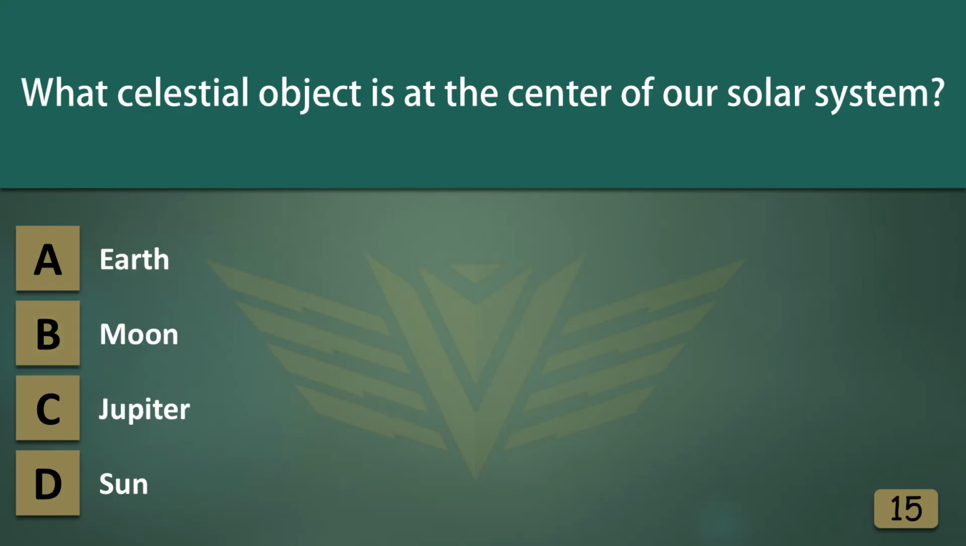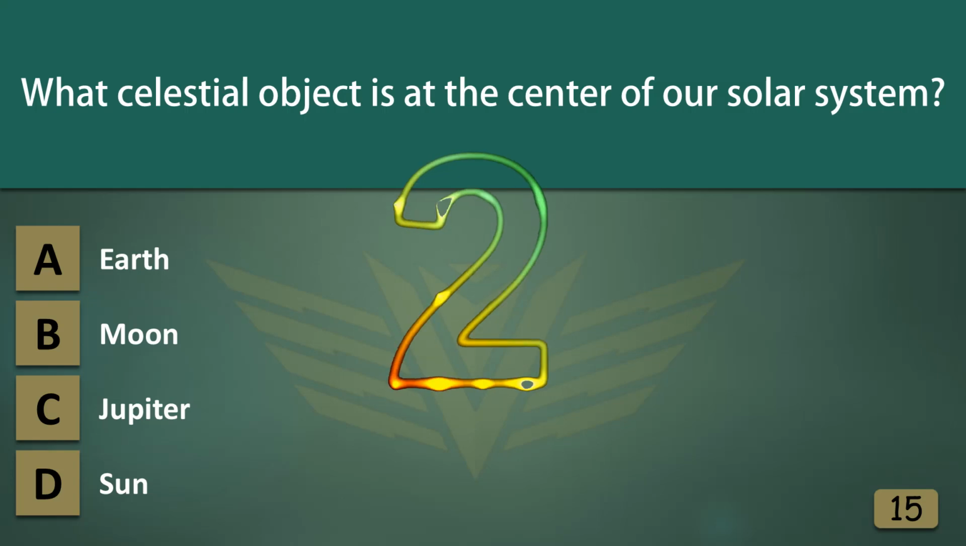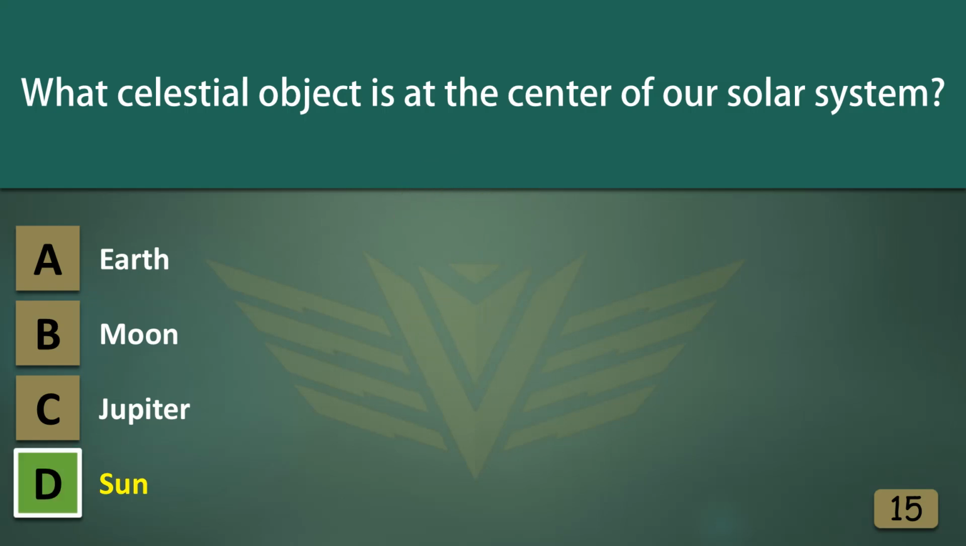What celestial object is at the center of our solar system? A. Earth. B. Moon. C. Jupiter. D. Sun. The correct answer is D. Sun.